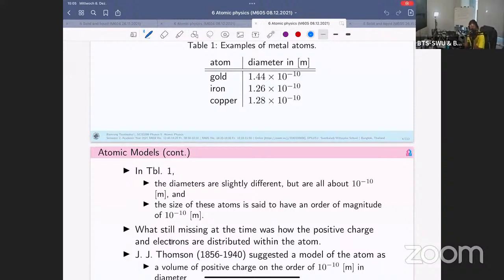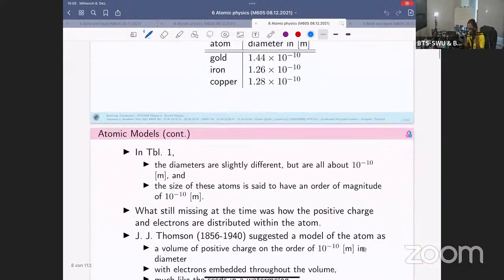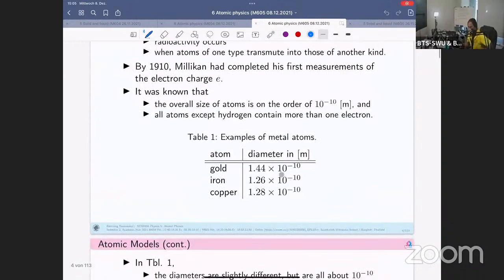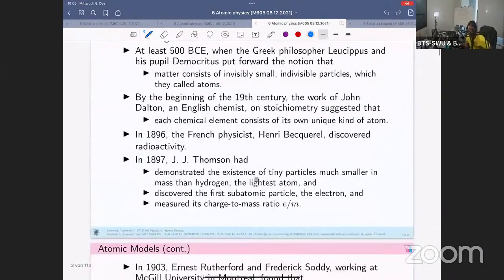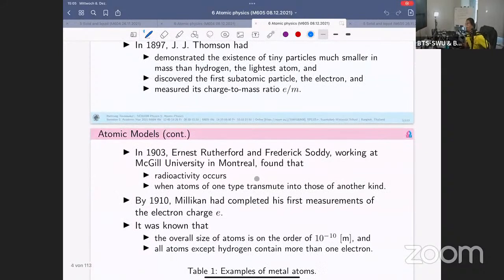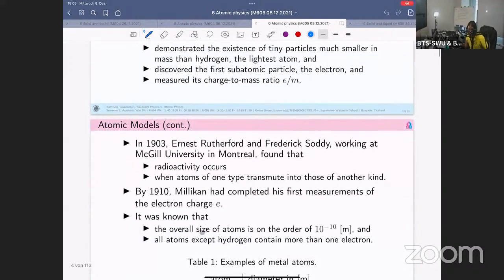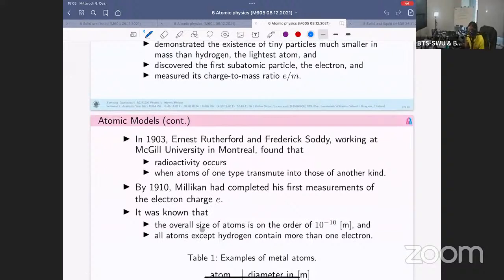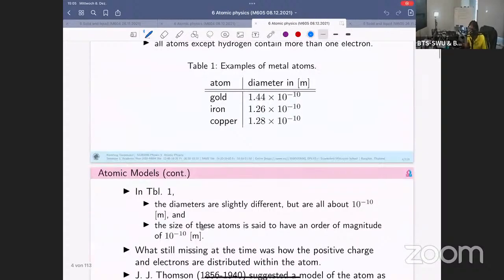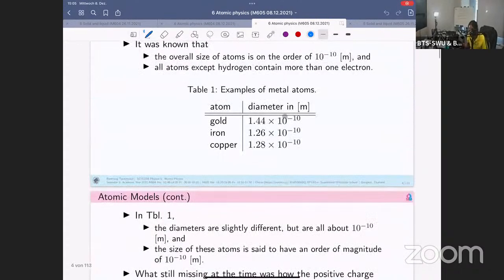What was still missing at the time was, of course, that many people knew the atom should contain both positive and negative charges, right? But they didn't know how the positive charge was distributed, or how the negative charge stayed in the atom. So the people believed that the atom should have a spherical shape, because they measured the diameter.